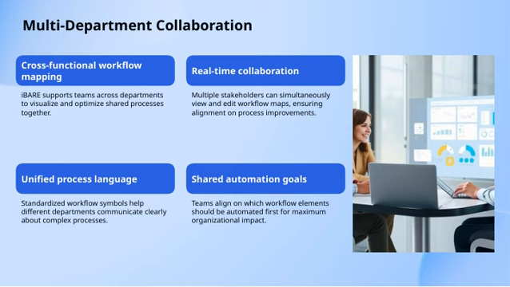Then, we have the importance of a unified process language. By using standardized workflow symbols, different departments can communicate more clearly, especially when dealing with complex processes. This common language reduces confusion and streamlines understanding. Finally, shared automation goals are key. Teams can align on which parts of the workflow should be automated first, focusing on those areas that will have the most organizational impact. Overall, these collaboration features support our goal of creating seamless, efficient workflows across departments, which is at the heart of what we're trying to achieve with iBARE.